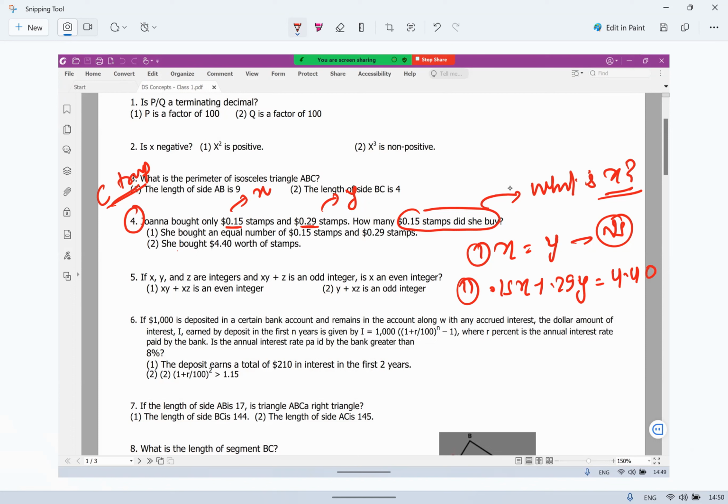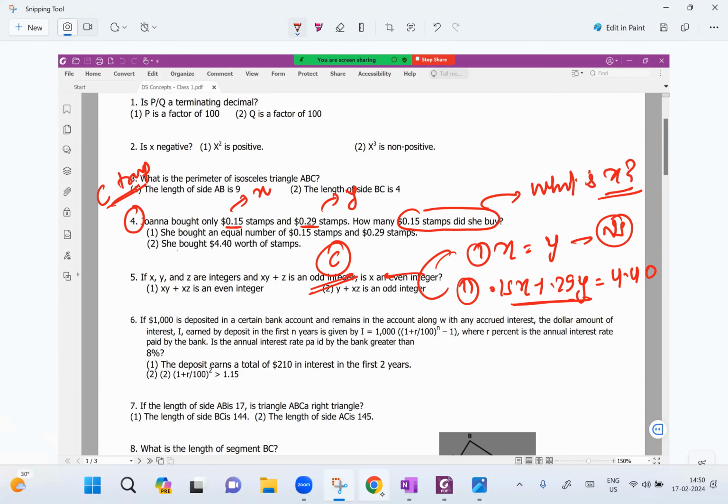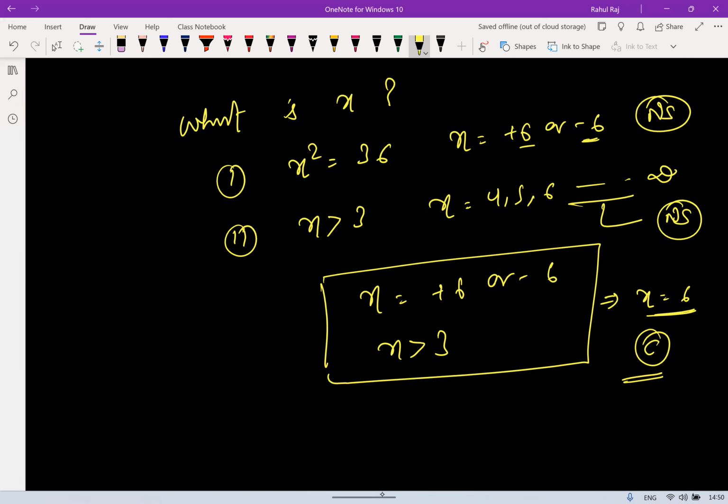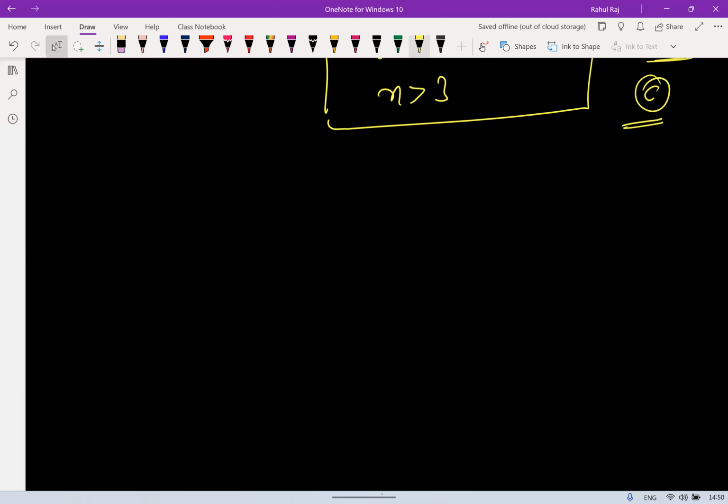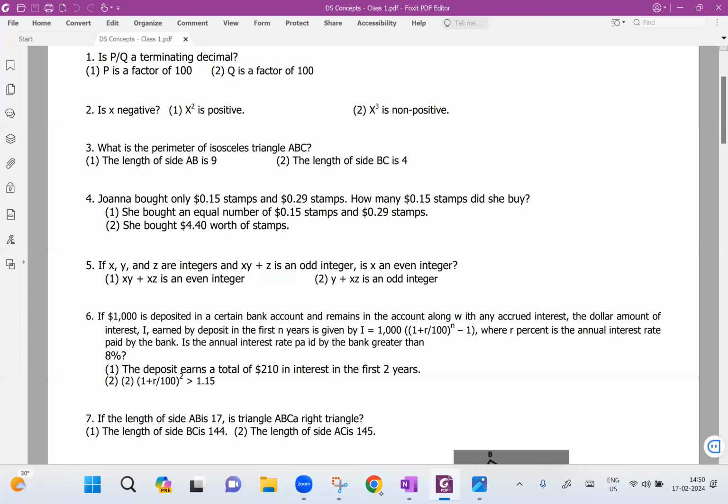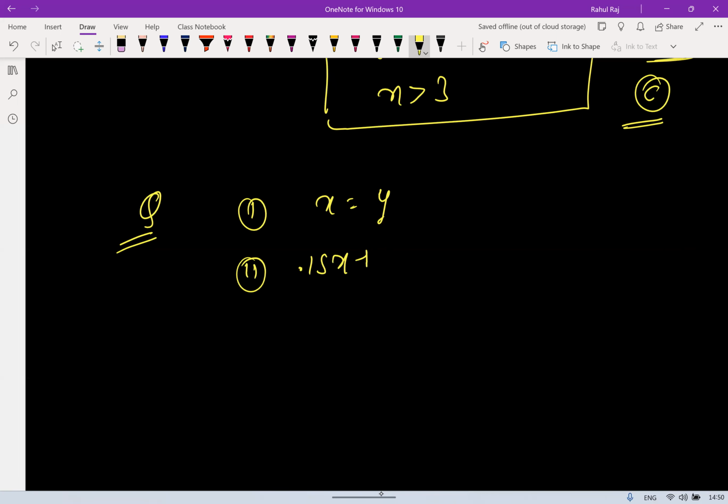What people do here is they don't even evaluate statement 2. They see two equations, two variables, so obviously when you combine, you will get the value of x and y and mark answer C. But do you really feel GMAT will give you such an easy question? Statement 1 says x is equal to y. Statement 2 says 0.15x plus 0.29y is equal to 4.40.